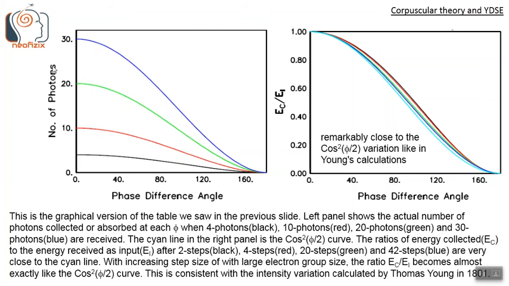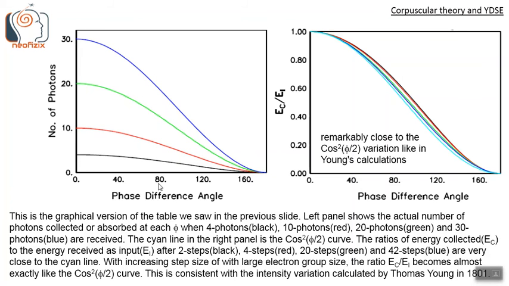The left panel shows the actual number of photons collected or absorbed at each phase difference angle phi. The black line shows 4 photons impinging on the surface, the red line shows 10 photons impinging, the green line shows 20 photons, and the blue line shows 30 photons received at the surface. So if 30 photons are received at phase angle phi equals 0, all 30 are absorbed because all of them are parallel to the electron angular momentum.